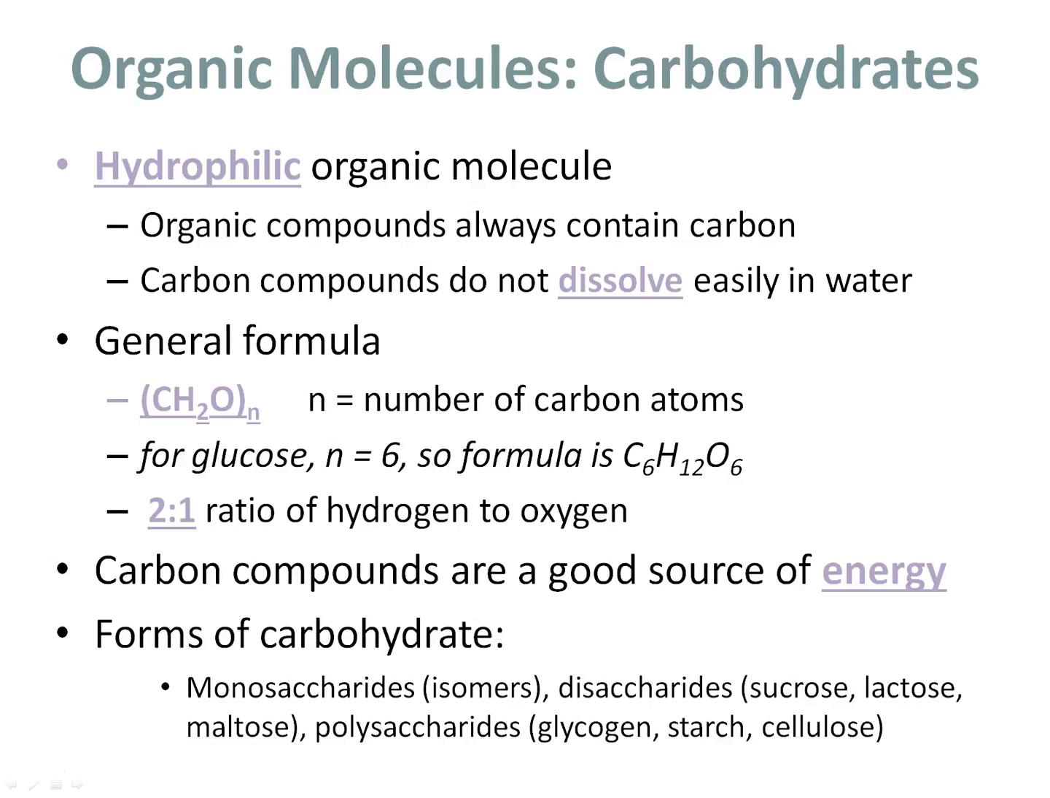C6H12O6. There's a 2-to-1 ratio of hydrogen to oxygen and hydrogen to carbon. Carbon compounds are a good source of energy, so carbohydrates are mainly used for energy in the body. Carbohydrates can be put together in a number of different ways. Monosaccharides are isomers. They're going to be, for instance, one glucose molecule. Disaccharides are dimers. There's going to be two monosaccharides.